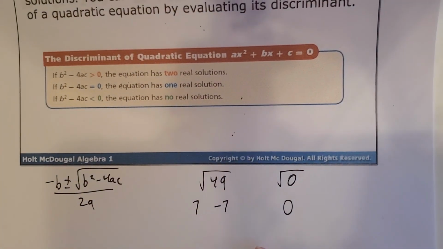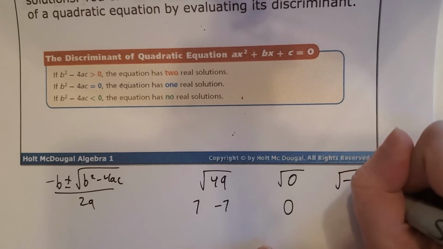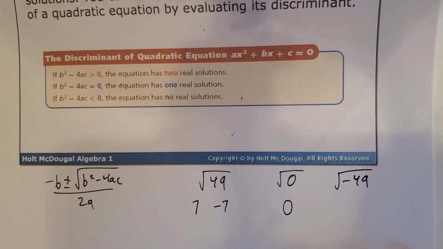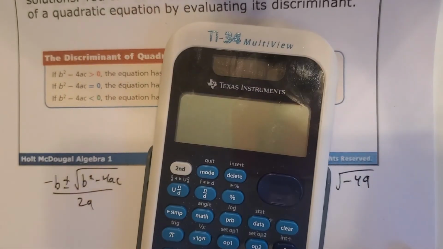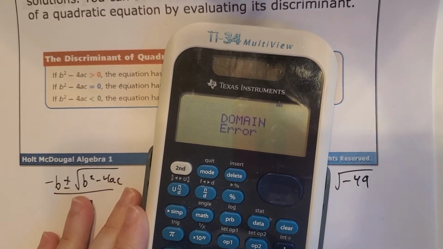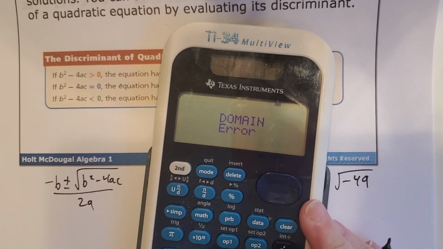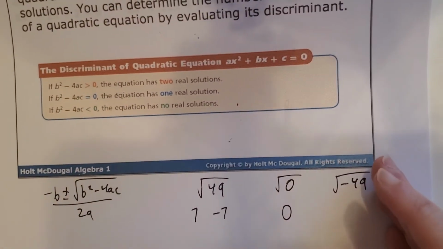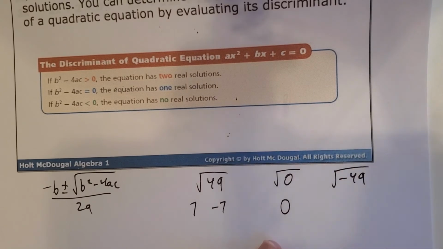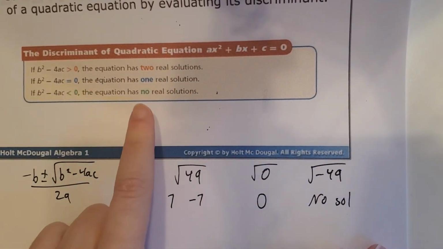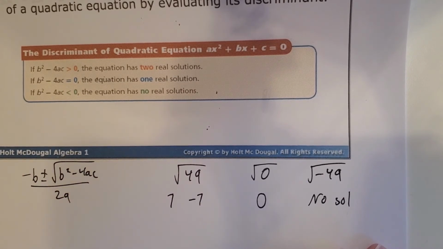And if you have a negative number underneath the radical, let's say it was negative 49, we saw when we first started talking about all of this that you can't take the square root of a negative number. If I pulled out my calculator again and did the square root of negative 49, I get an error, because taking the square root of a negative number is impossible. So there is no way to simplify this. If this was your problem, your answer would be no solution, which again matches up with what the discriminant says.